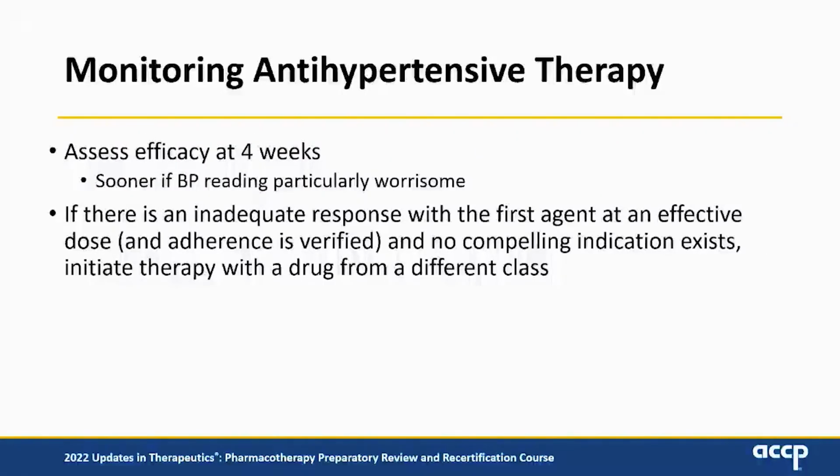So we're gonna wanna monitor for efficacy at 4 weeks. We can check sooner if we want, we can titrate sooner if we're concerned. But basically what we'll do is we'll take the drug that we started, we'll titrate to a reasonable dose, and if we're still not where we wanna be, we'll add another drug on, right? Just following our algorithms.